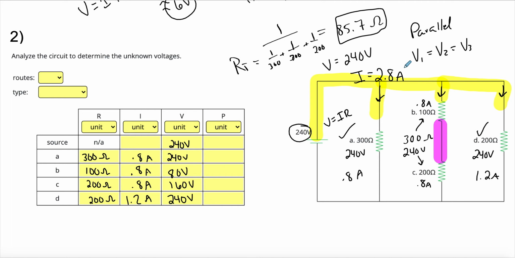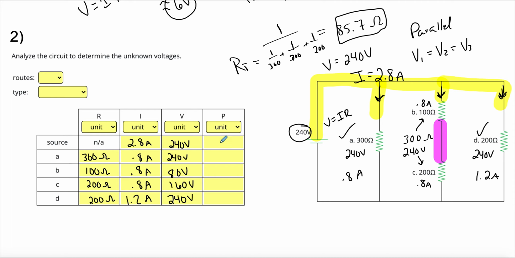So it's V equals IR again, so 240 divided by 85.7, 2.8 amps. Okay, and in order to get our amps, we would add the amps from this one and this one. Those two are the same, they're combined, right? And then there's the 1.2. So 1.2 plus 0.8 is 2, plus 0.8 is 2.8 amps. Okay, so you can see how we calculate that a couple different ways.